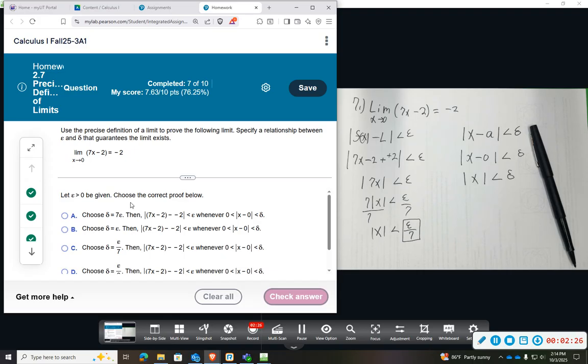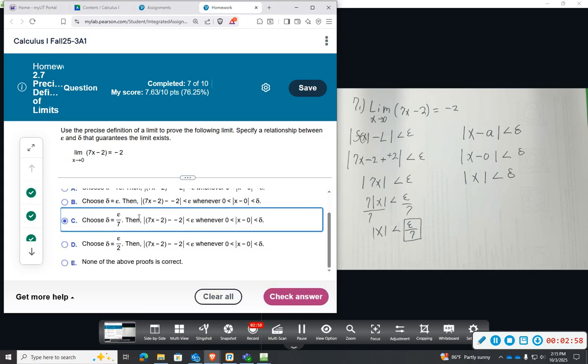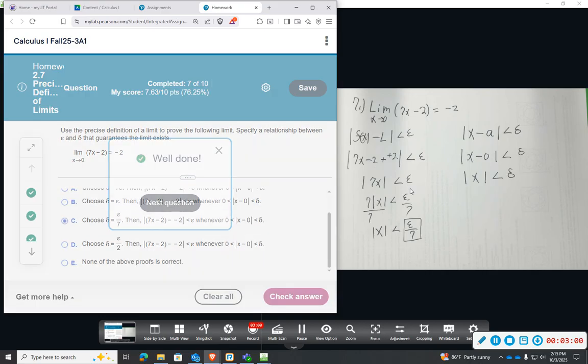So when we look at the answer choices, we say that delta is equal to 7 times epsilon, and that's not what we're seeing. This one says delta is equal to 1 over 7 epsilon, and that's the one that looks like it matches. And then here's the precise definition: |f(x) minus L| is less than epsilon whenever |x minus 0| is less than delta. So this one matches up with the precise definition and the work that we have done.